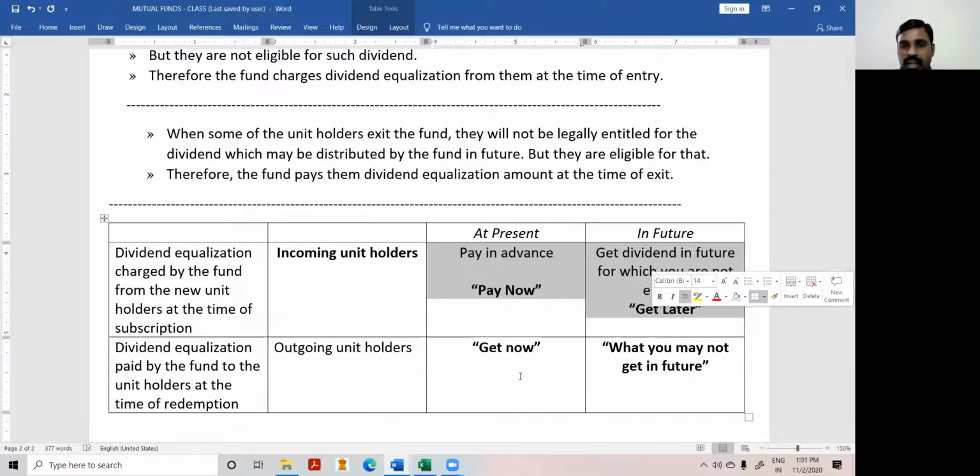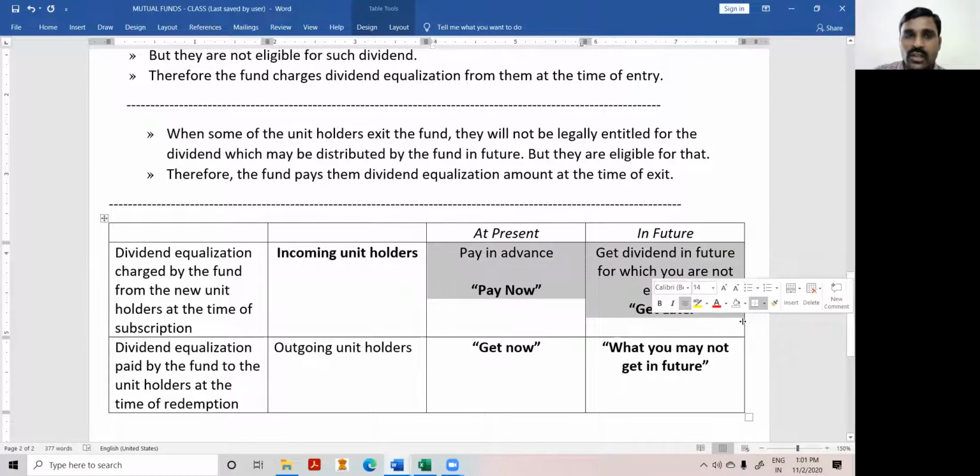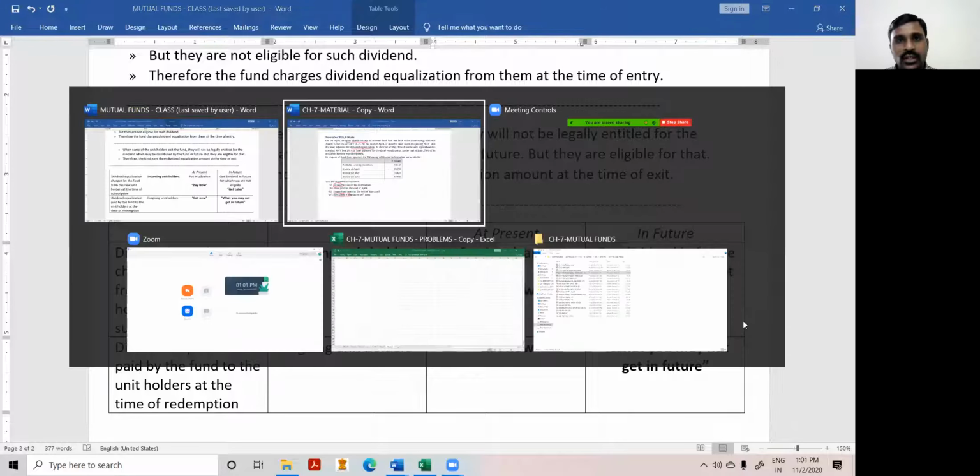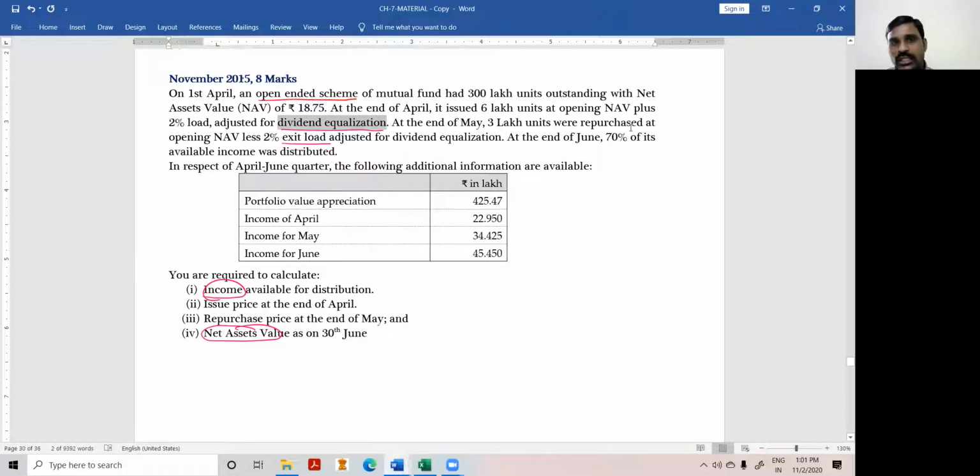You may understand, get now whatever you may not get in future, pay now whatever you may get in future. This is the difference between the dividend equalization at the time of entry and dividend equalization at the time of exit. Okay? So these are the concepts: open-ended scheme and closed-ended scheme, dividend equalization and exit load.